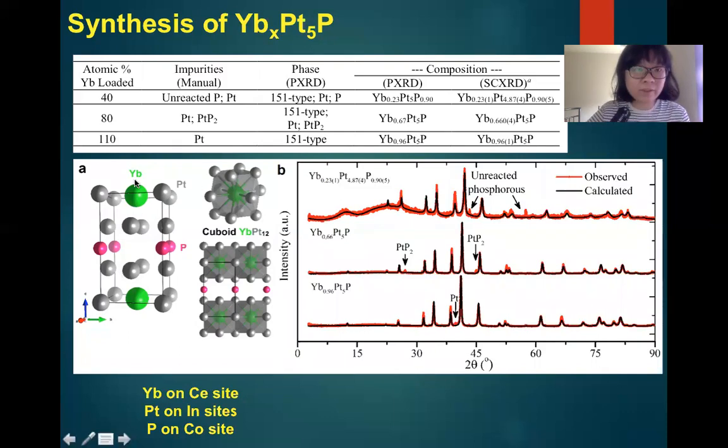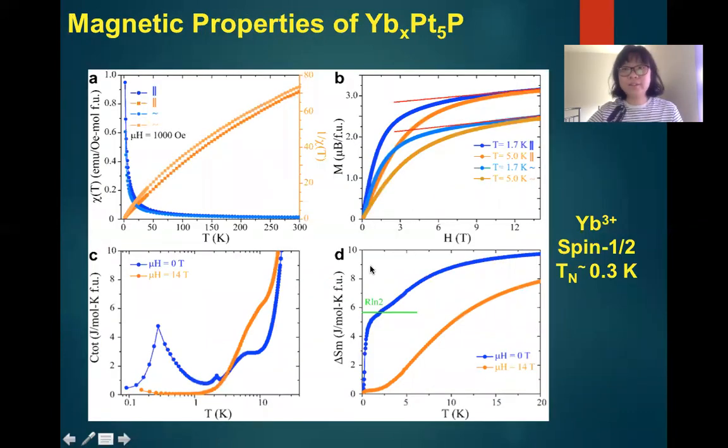This is the crystal structure of YbPt5 phosphorus. We can see Yb goes to the cerium side, the rare earth side, and phosphorus, the main group element, goes to the cobalt side. However, the transition metal Pt goes to the indium side, so they're opposite. That's exactly the anti-structure of cerium cobalt indium 5. And this is the powder pattern of our compounds. We can see we usually have some unreacted Pt, very small, and a very small Pt phosphorus binary phase.